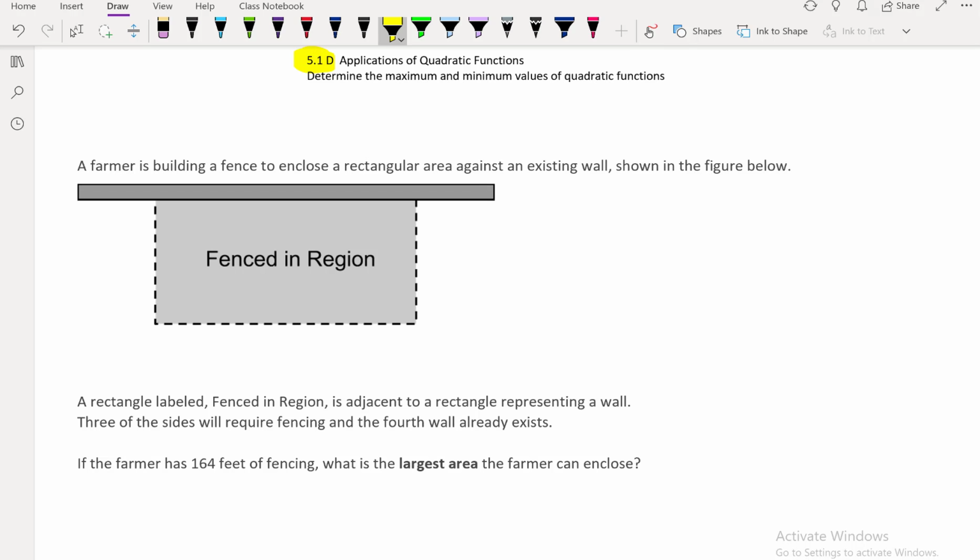So I believe it was 5.1D, and the topic was applications of quadratic functions here. So here we want to determine the maximum and minimum values of the quadratic function. And hopefully everybody remembers what a quadratic function looks like.